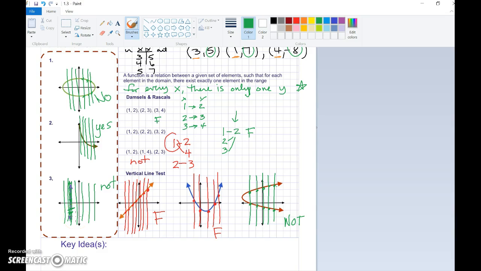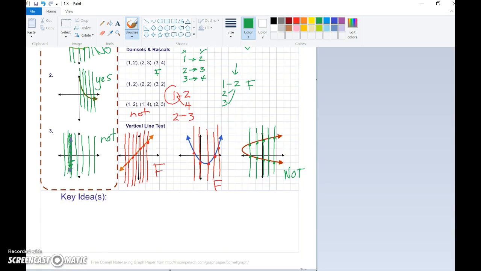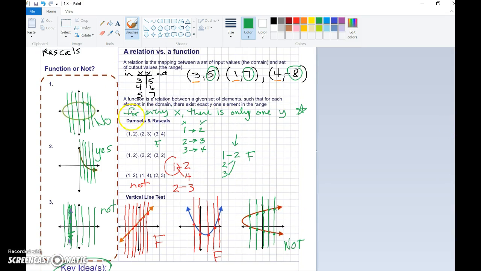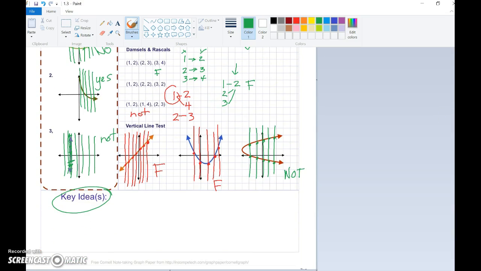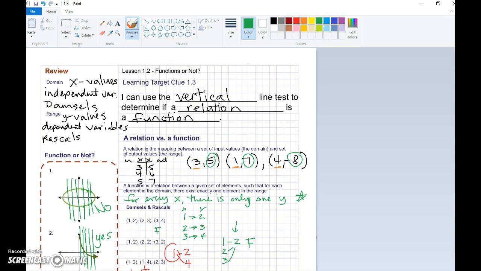Well, that's all that I have for today. And so really the only other thing that you need to do is write yourself a key idea. You might want to consider the key idea right here, that for every x there is only one y. Or you might want to remember how to do the vertical line test. But write something here in this spot that's going to help you remember this main idea of being able to use the vertical line test to decide if a relation is a function or not.